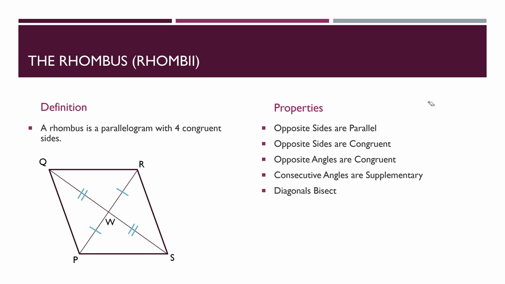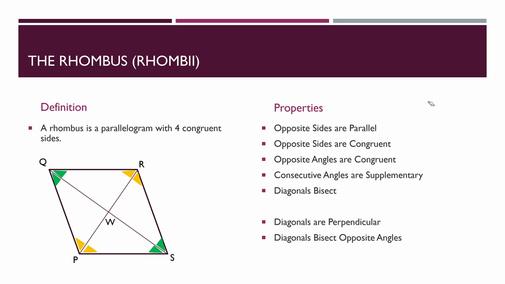Our diagonals will still bisect, or in other words, cut one another right in half. So those are properties of a parallelogram, but a rhombus, because it has four congruent sides, has a few other special properties. So the diagonals are perpendicular. So the angles inside the middle there where those diagonals intersect, those will all be 90 degrees.